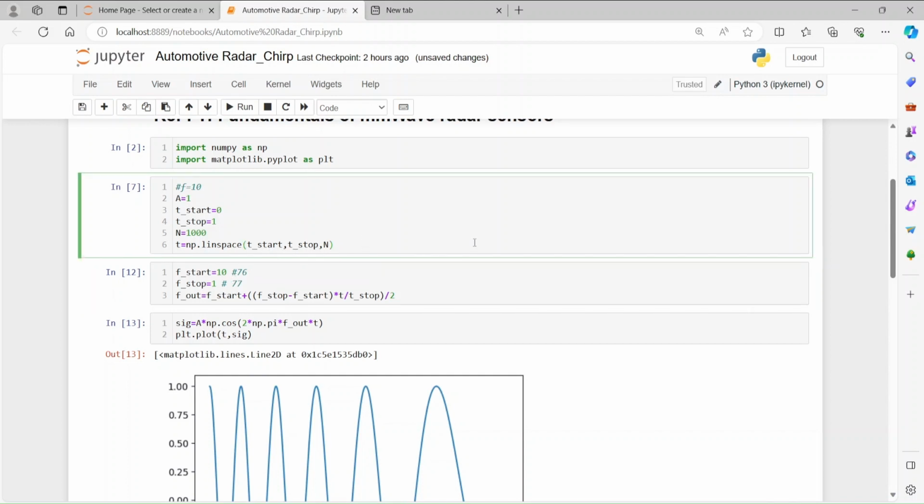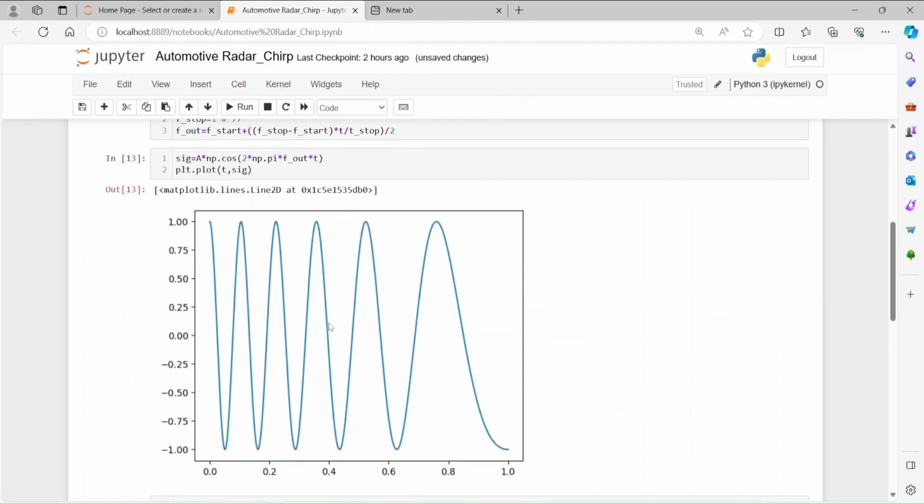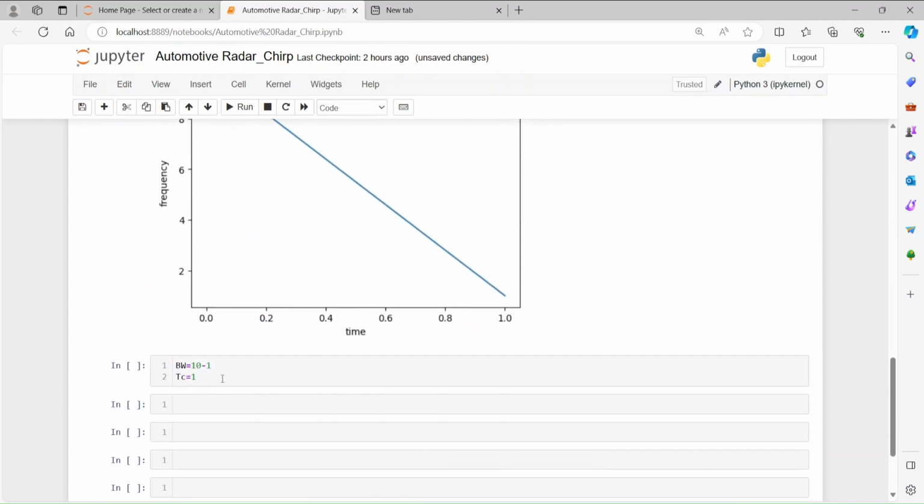And also the time duration here, you see the chirp time here is 1 second, right? We're starting at 0 and stopping at 1. Usually in that case, it's in microseconds, like 20, 40 microseconds. Okay, but for simplicity, I'm just going to keep the parameters as they are.